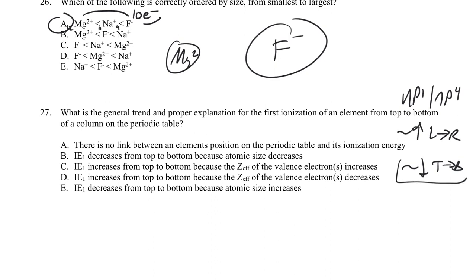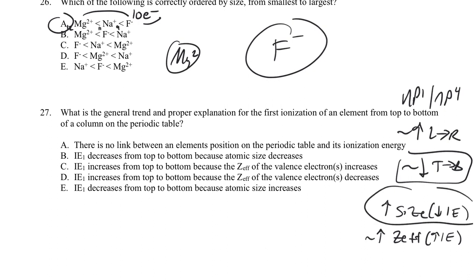But from top to bottom, we have two competing trends. The atoms become bigger, but then the effective charge becomes higher. The effective charge becoming higher would predict a higher IE. The size increasing predicts a lower IE, and this decrease in ionization energy is the general trend that we observe for most of the elements on the periodic table. So it's the size increase that's allowing us to predict this trend most often. So IE1 tends to decrease from top to bottom because atomic size increases.